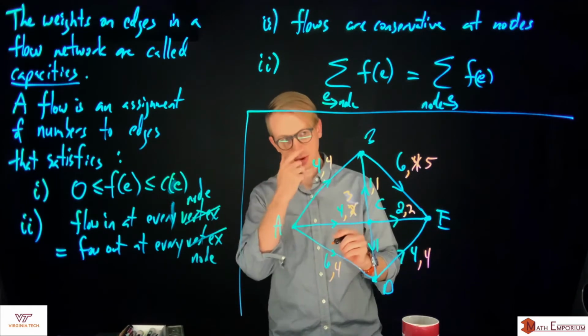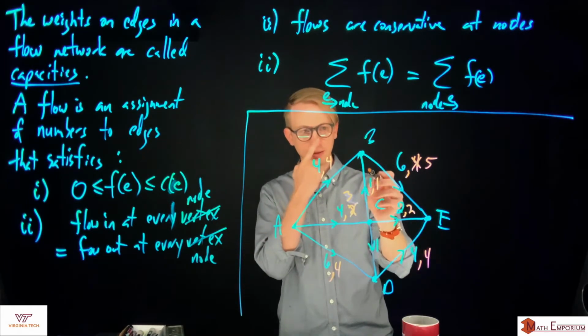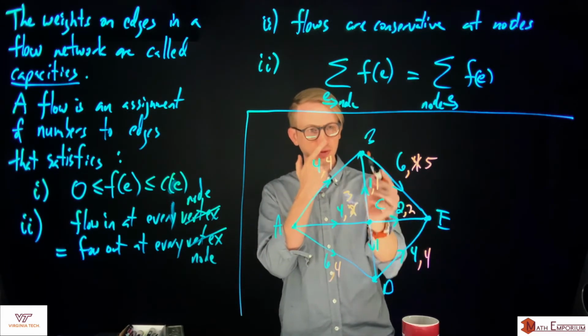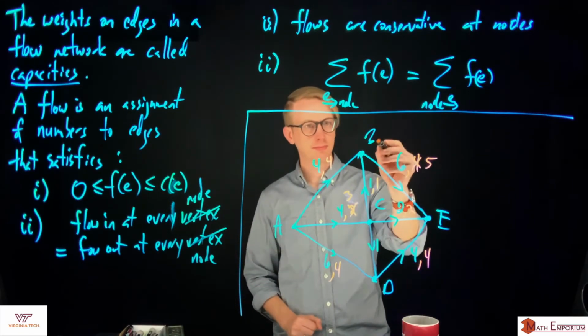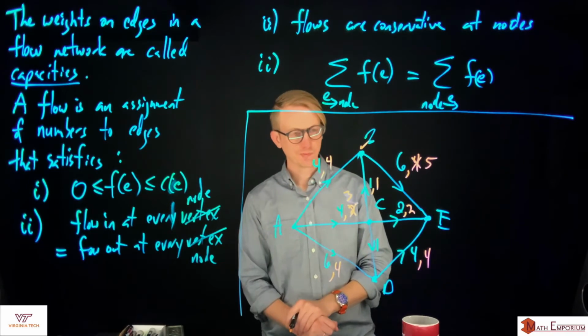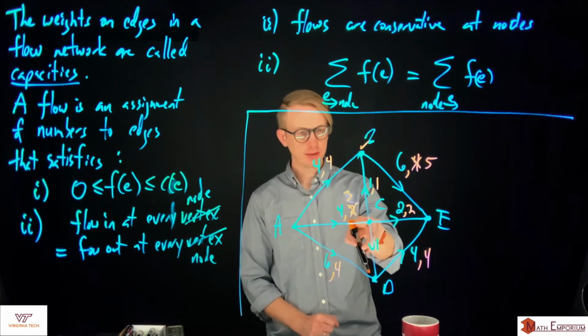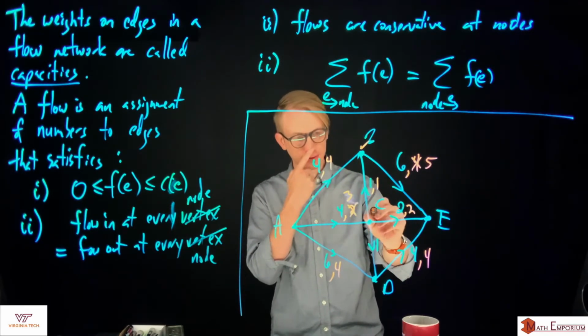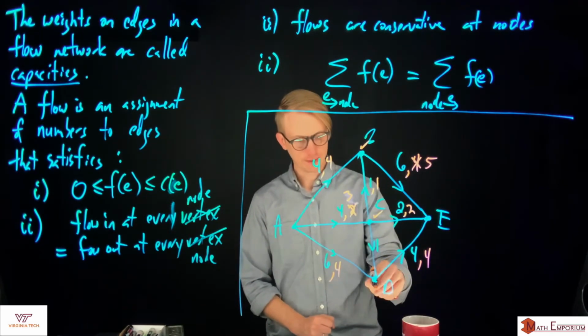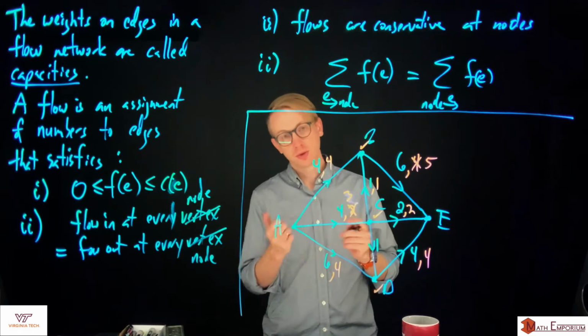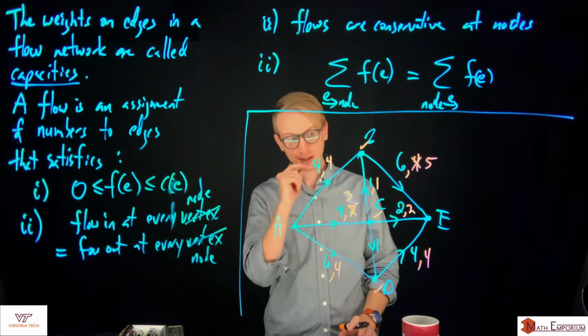So I have 3 nodes to check. If I look at B, I have 5 units coming in, right? 4 plus 1 coming in, and 5 going out. So that's good. Let's look at C. 3 coming in, and 1 plus 2 going out. So that's good. And D, 4 coming in, 4 going out. So that's good.